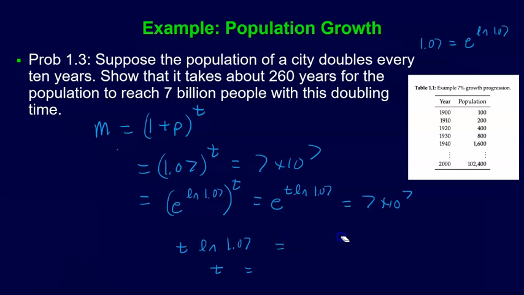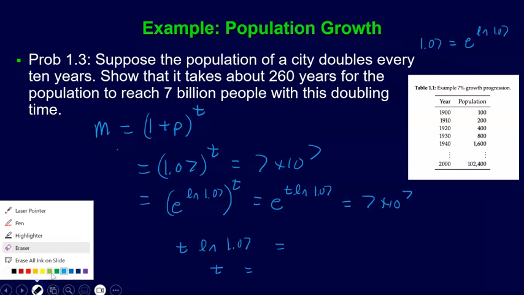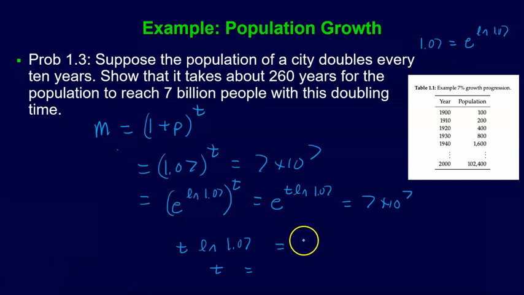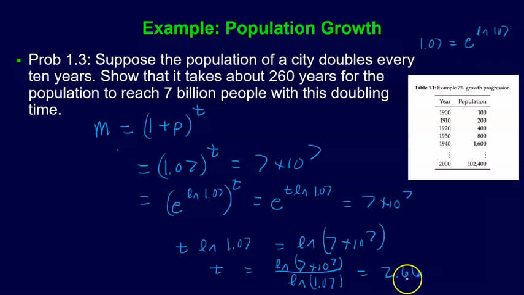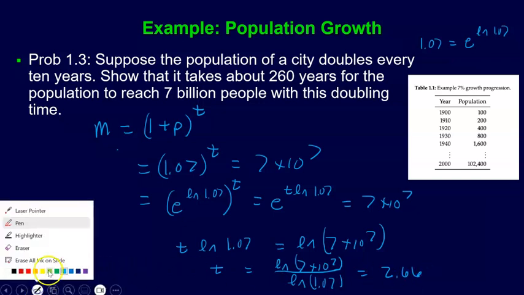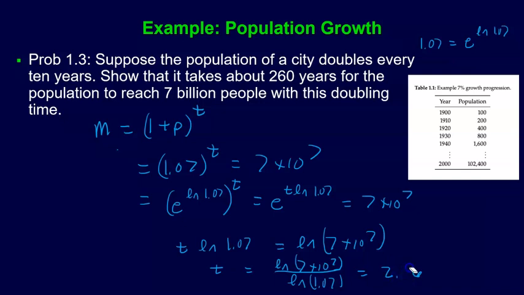Since I'm taking natural log of both sides, over here this is going to be natural log of 7 times 10 to the 7. So t is equal to natural log of 7 times 10 to the 7 divided by natural log of 1.07. When I did this, I got 266 years, which is a little bit more than what they're saying.